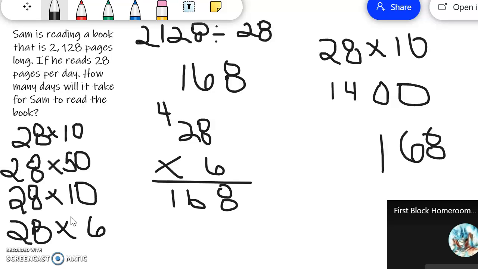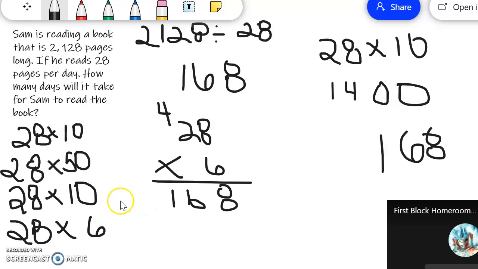Now, what's the answer to our problem? How many days is it going to take Sam to read the book? Do you know? No, it's not 6 days. Have I shown you how to figure out what the answer is? Your answer should have been, Miss, you didn't tell us what to do next to figure out the quotient.